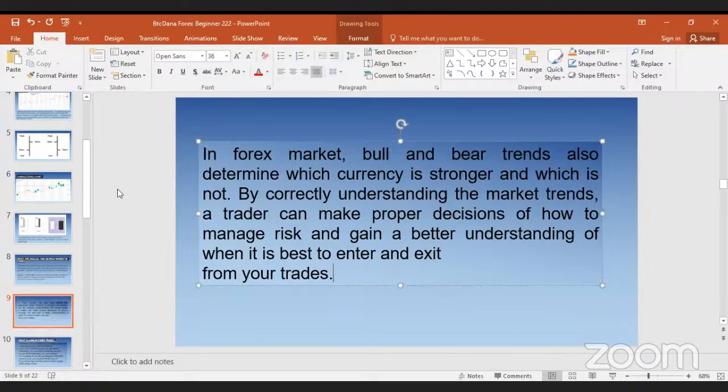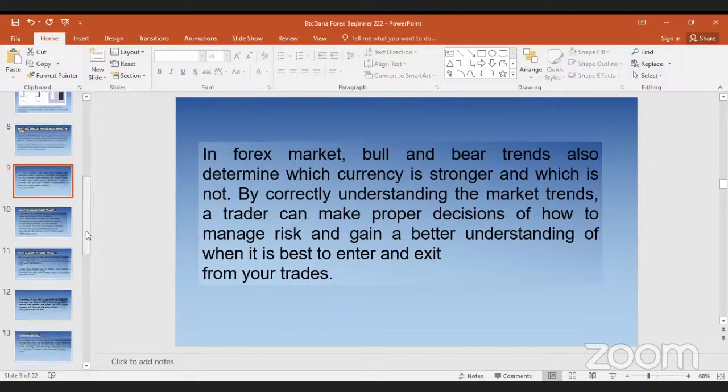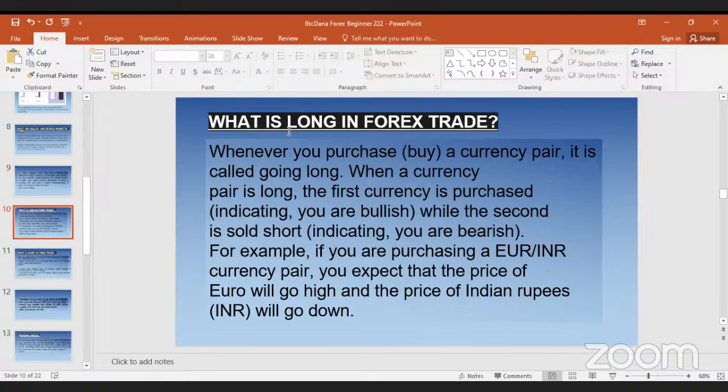So that is just the simple explanation for the bullish and the bearish market. They make us know which currency is stronger and which is not. Which market do we want to trade presently? Is it the bullish? Is it going up or is it going down?